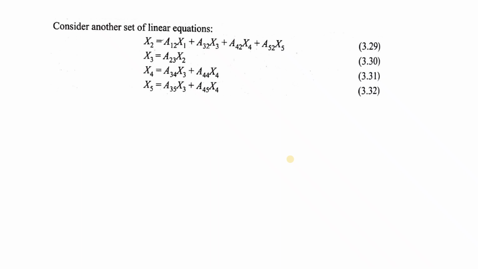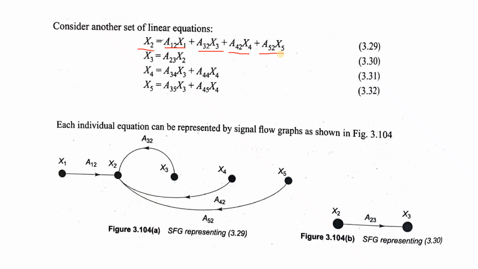Suppose you have this kind of equation, equation 3.29: x2 equals a12 x1 plus a32 x3 plus a42 x4 plus a52 x5. Look at this one. How will it look? Leave this one for later, first look at this one. It is representing the 3.29.